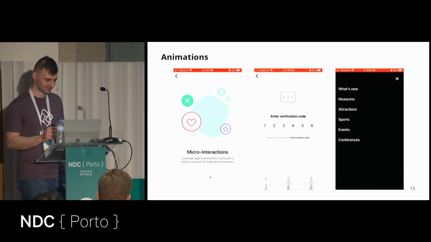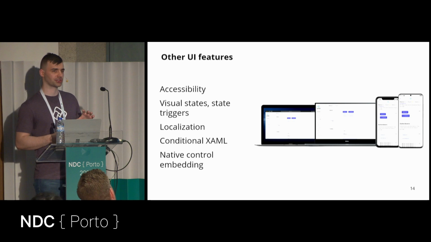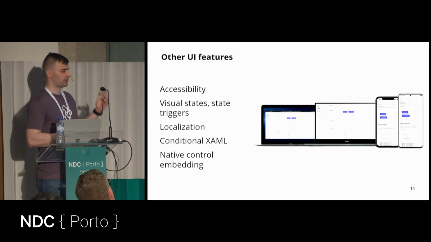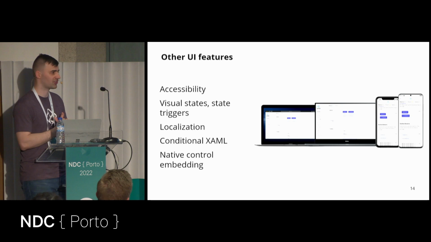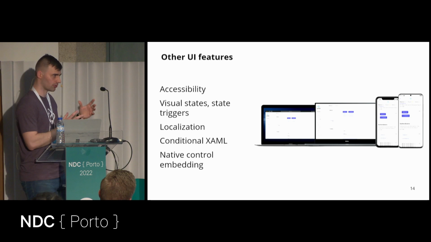And finally, Uno Platform gives you all the other UI features which I haven't shown, like accessibility, so you can make sure that your application is readable for screen readers. You can use adaptive triggers to make sure your application looks good on small devices, even on large devices, kind of a responsive design sort of thing. There is also conditional XAML, which allows you to make sure that some content is displayed only on some platforms.